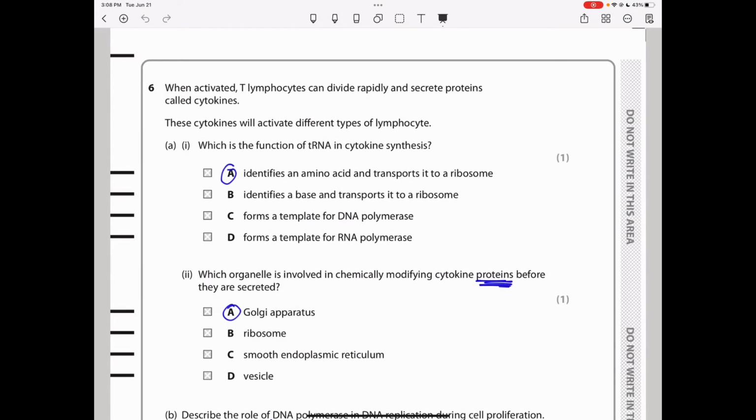Question 6. When activated, T lymphocytes can divide rapidly and secrete proteins called cytokines. So they say these cytokines will activate different types of lymphocytes. Question A1 says, which is the function of tRNA in cytokine synthesis? So you guys know tRNA, of course, it's going to bring the specific amino acid to the ribosome in order for the polypeptide chain to be made. So it identifies the amino acid and transports it to the ribosome. That should be the answer.